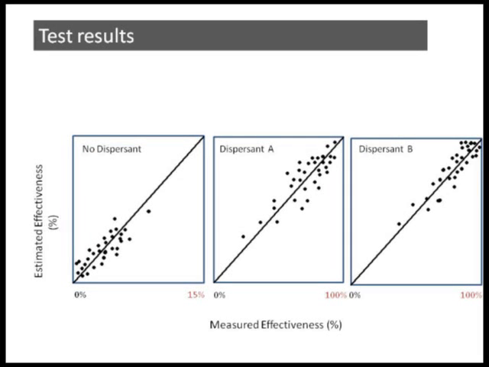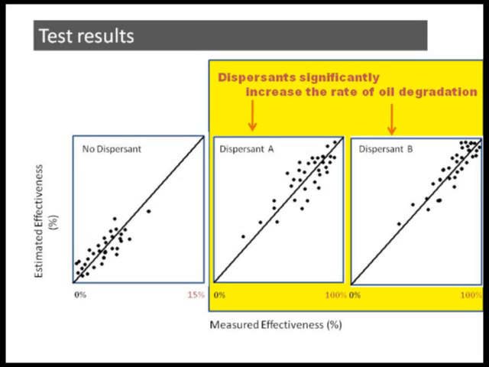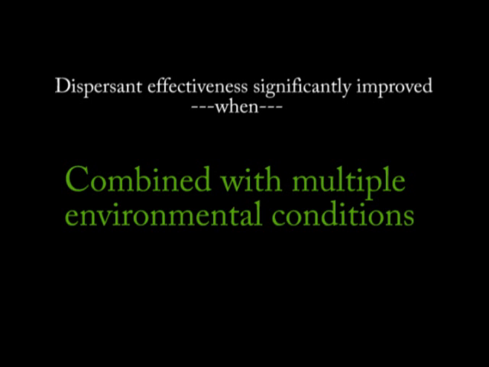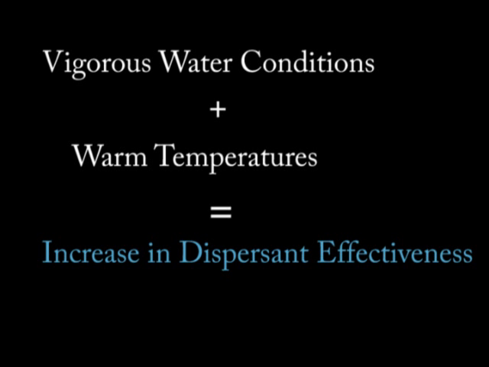After extensive testing, dispersants were effective in breaking up oil slicks and forming small oil droplets. It was also experimentally proven that dispersant effectiveness significantly enhanced when combined with other external factors. The combination of vigorous water conditions and an increase in temperature led to further increases in oil degradation rates.